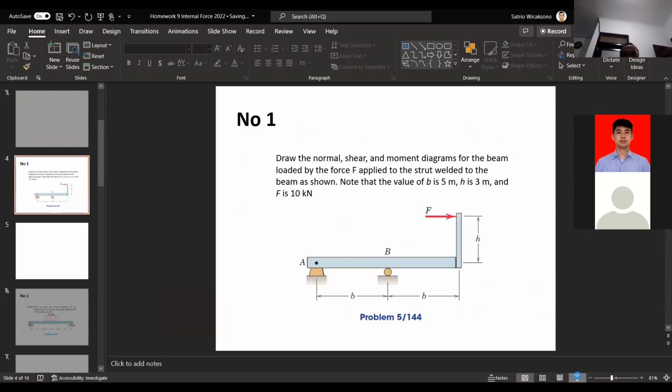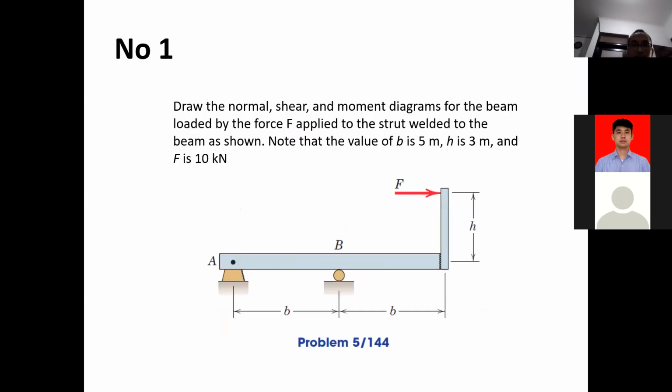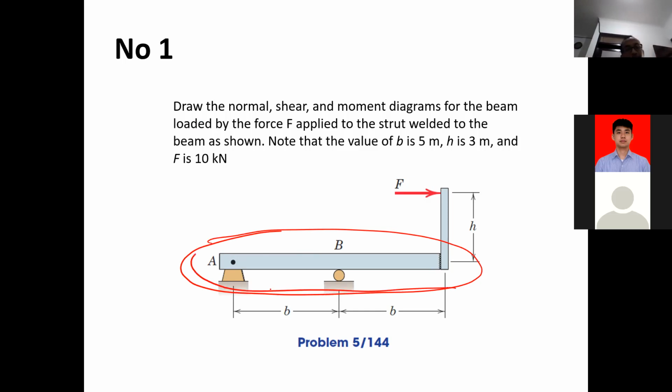This is one example. Okay, you can see, right? Actually, it is simpler than our number 4, our number 3. But in this case, the one in question is the normal force diagram, shear force diagram, and moment diagrams at this particular beam. Okay.